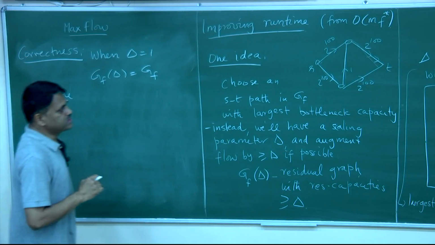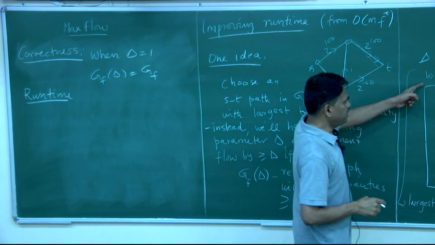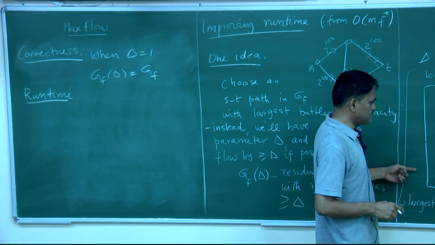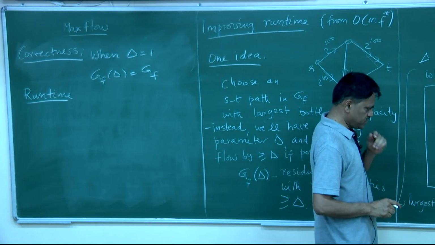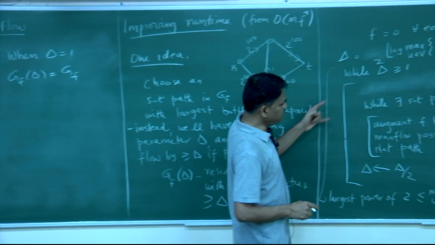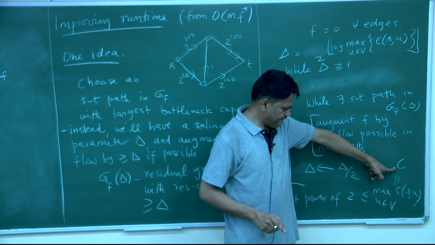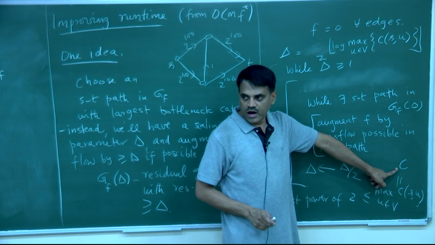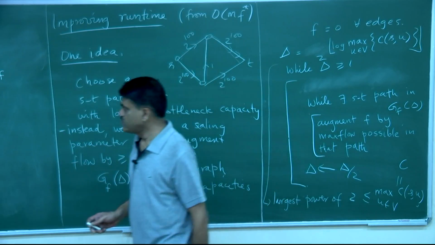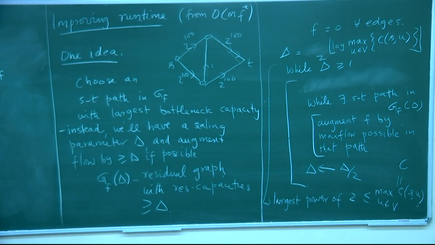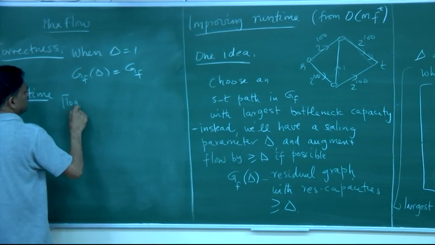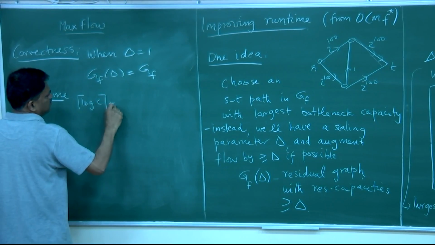So runtime, let's see how many iterations I'm going to go through the external while loop and the internal while loop. So for the external while loop, if I call this number C, then how many iterations do you want to do? Log C, right? At most, or ceiling log C, maybe plus 1.